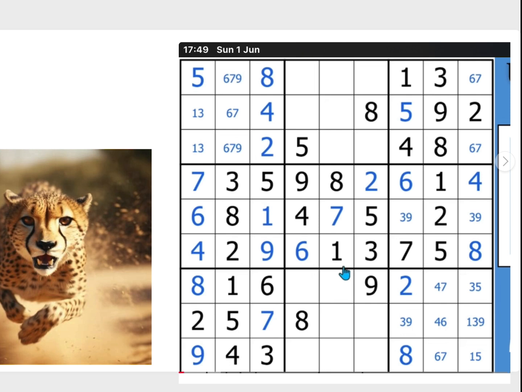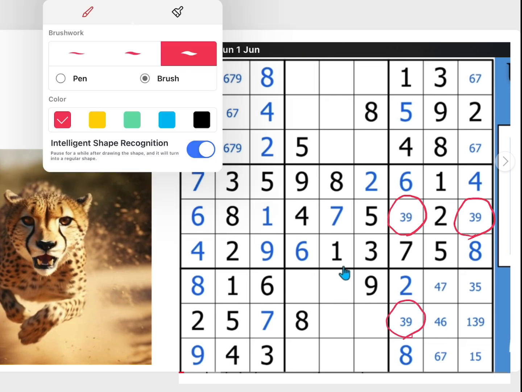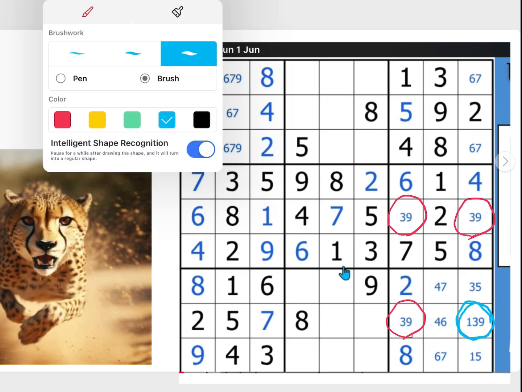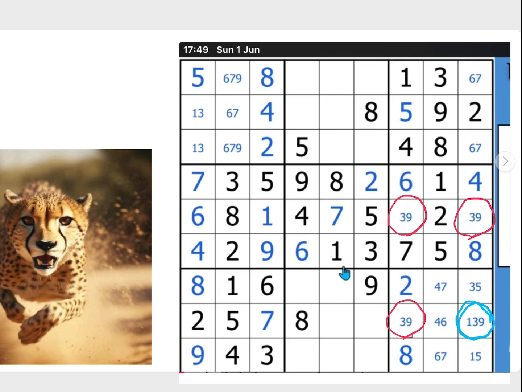Okay, let's start with these four numbers. You have 3 9, 3 9, 3 9, and it's interesting to consider this square. Here it can be 1, 3, 9. I want to point out one thing: a Sudoku should have only one solution.